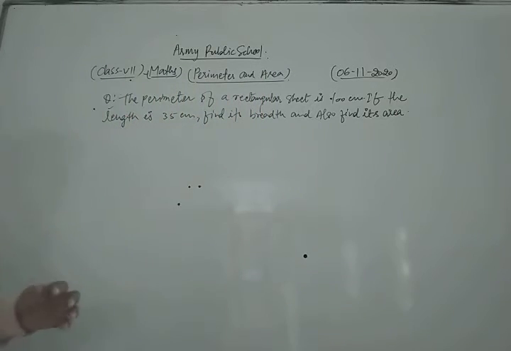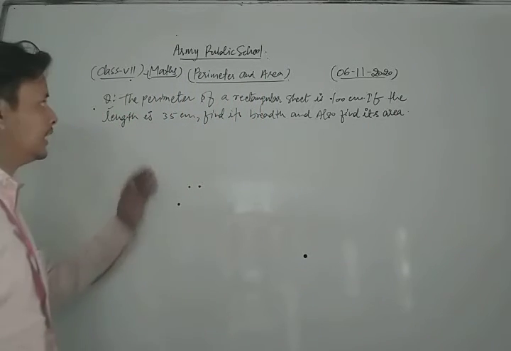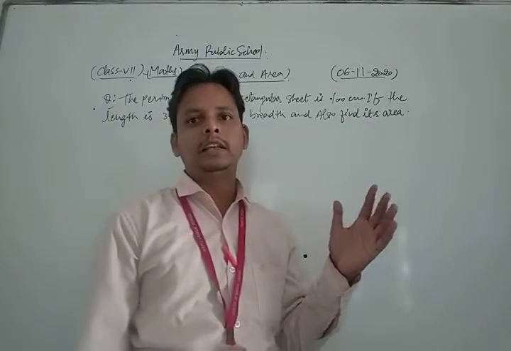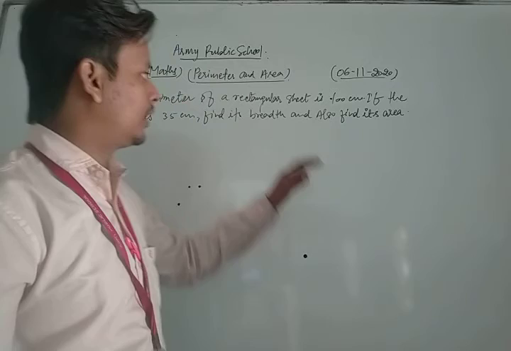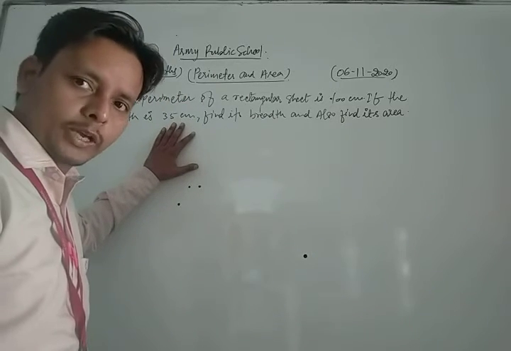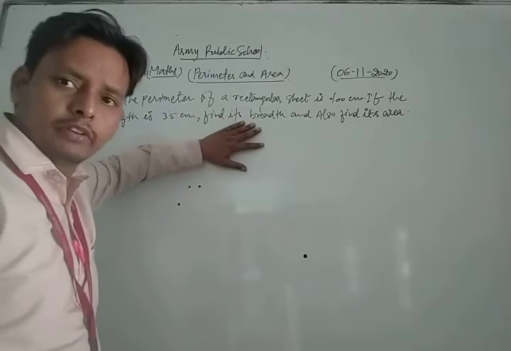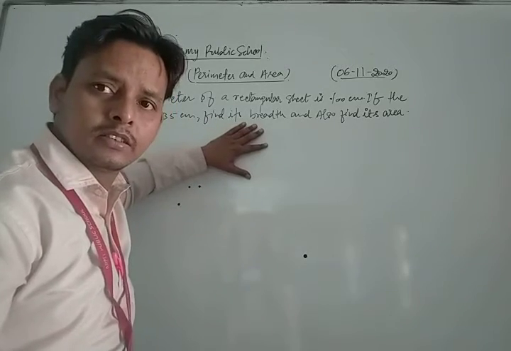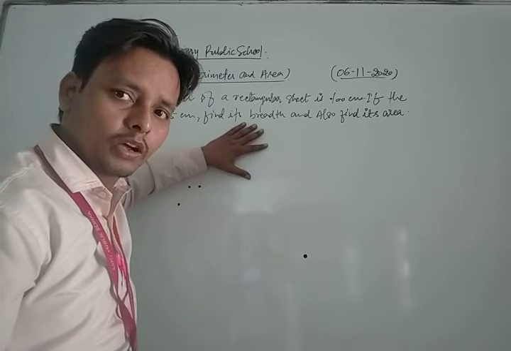Okay, dear students, this is the question here. What is the question here? The perimeter of the rectangular sheet is given as 100 centimeter, and the length of the rectangle is 35 centimeter. What do we find? We find the breadth and also find its area. This is your question here. Okay, now let's see the solution.